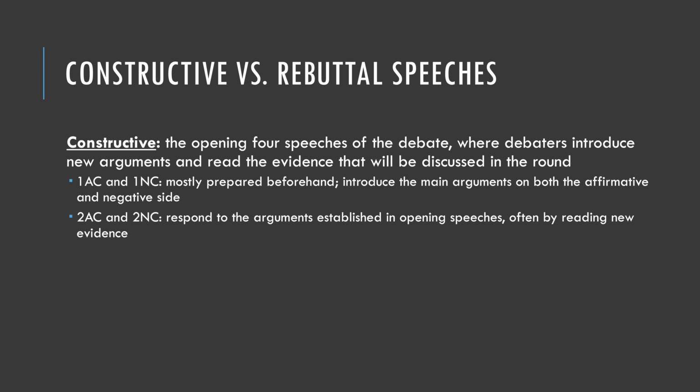Next, the second affirmative constructive and the second negative constructive, 2AC, 2NC. Those respond to the arguments established in those opening speeches, but oftentimes they're still reading new evidence or establishing new arguments, right? Let's say in the first negative constructive, the negative team introduces some new disadvantages, right? They say that the affirmative plan is going to cause all these big negative things to happen. Obviously, the 2AC has to stand up and read new evidence, make new responses to that.